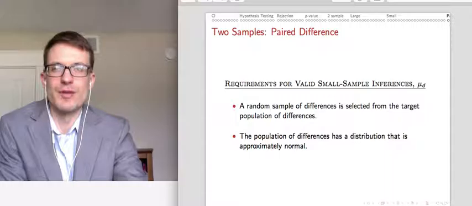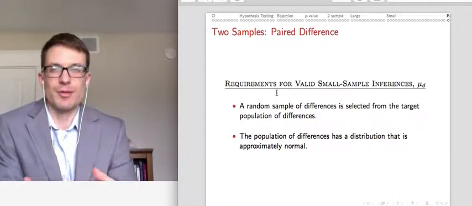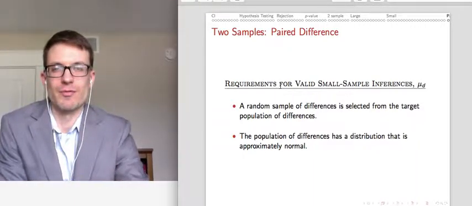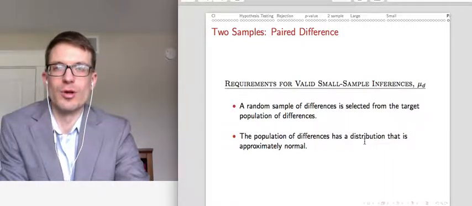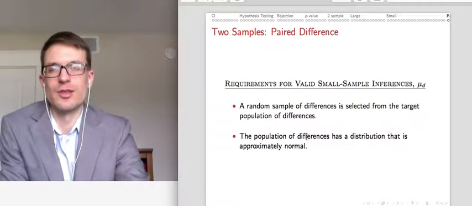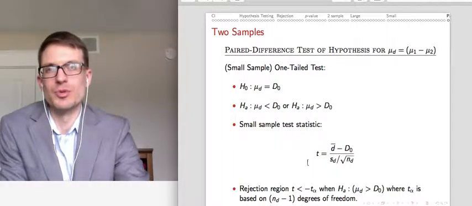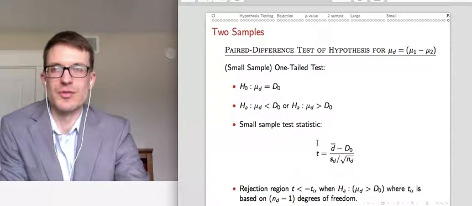Well, what do we do if we have a small sample? If we have a random sample of differences drawn from a normal population, we can use the small sample paired difference methods. It'll have a distribution that's approximately normal. Why? Because the population that we were drawing from was normal. What's the difference from before? Here we have a small sample. We'll use the t-distribution with nd minus 1 degrees of freedom.